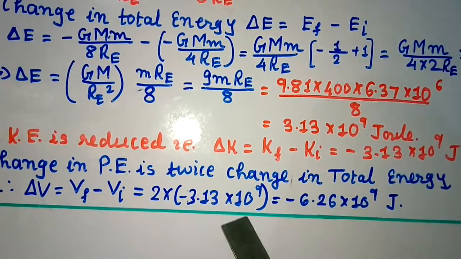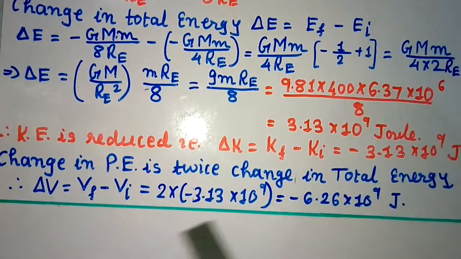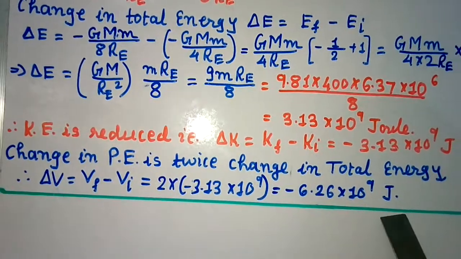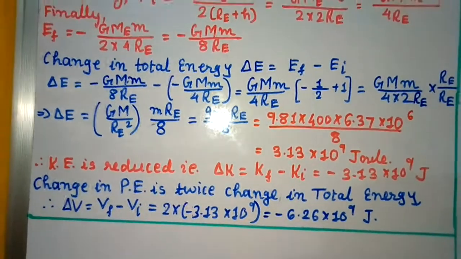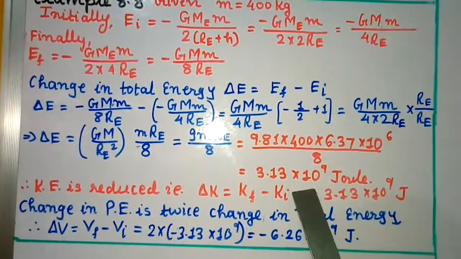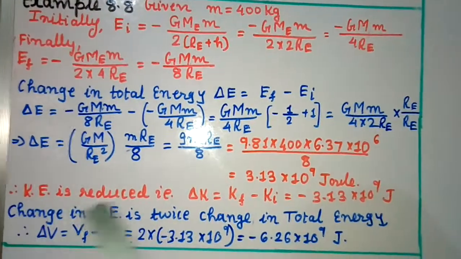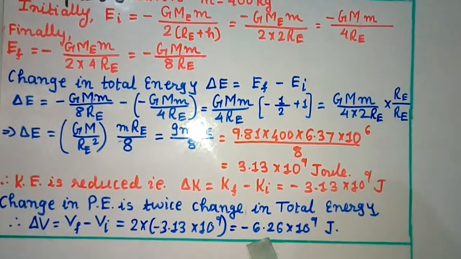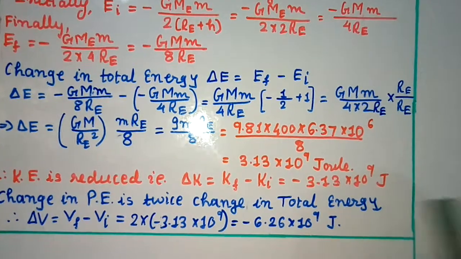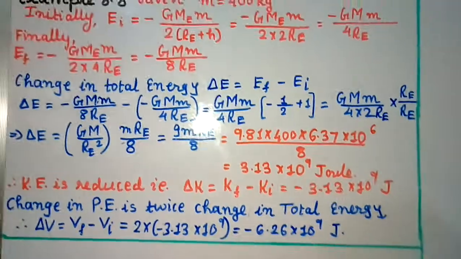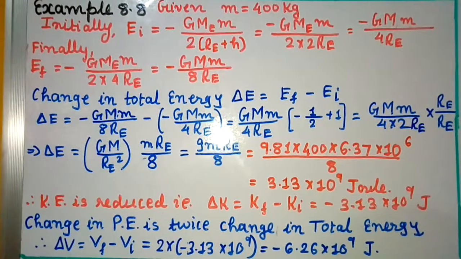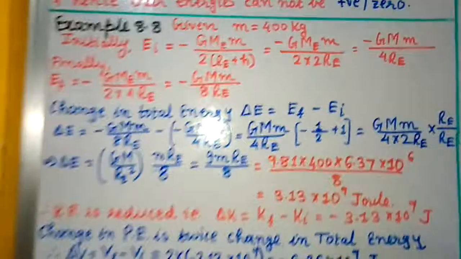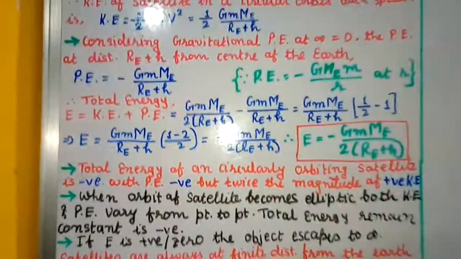So 3.13 into 10 power 9 multiplied by 2 gives 6.26 into 10 power 9 joule. So we got the change in total energy as 3.13 into 10 power 9 joule, the change in kinetic energy as minus 3.13 into 10 power 9 joule, and the change in potential energy as 6.26 into 10 power 9 joule. So that is the value for the change in kinetic energy, potential energy, and the change in the total energy, right? So we'll keep this much for today.